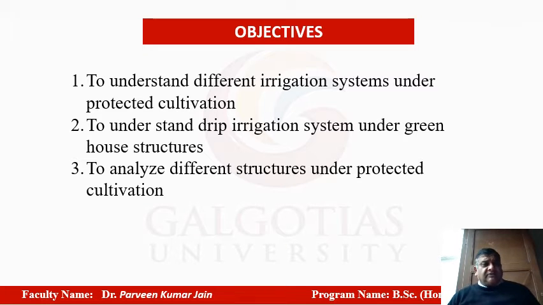The objective of this PPT or lecture is to understand different irrigation systems under protected cultivation, that is, what kind of systems we can adopt in protected cultivation. Then to understand drip irrigation systems and greenhouse structures, and to analyze different structures under protected cultivation.